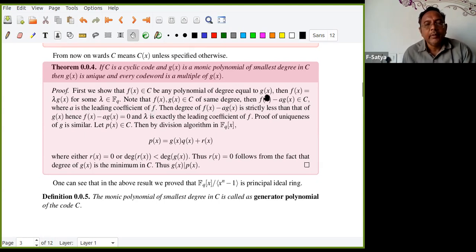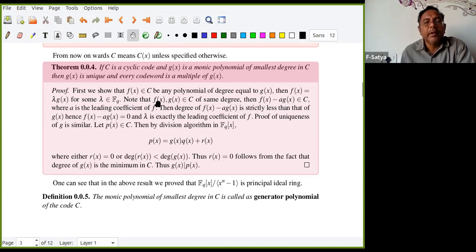See, this is my claim only. First, we show that if f(x) has the same degree, then f(x) is equal to lambda times g(x) for some lambda. This is my claim. Now I started. Now note f(x) and g(x) belong to C with the same degree, then f(x) minus a times g(x) also belongs to C, where a is the leading coefficient of f. Is it correct? Okay, the starting point is here.